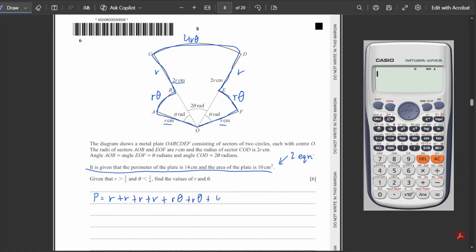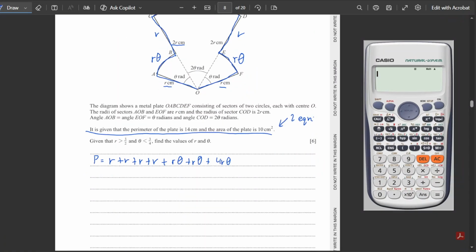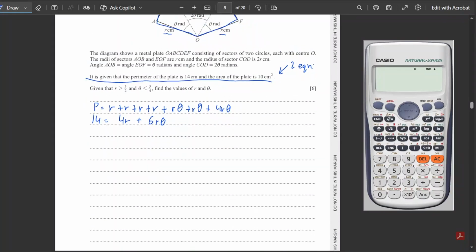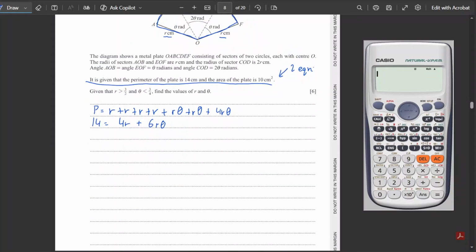And then the big r length, which is 4r theta. Now, instead of writing p, I can write 14 because I know that the value of perimeter is 14 as given to me in the question statement. And then I'm going to get 4r over here, and then I'm going to get 6r theta over here. So this is my equation for perimeter. Now, what about the area?